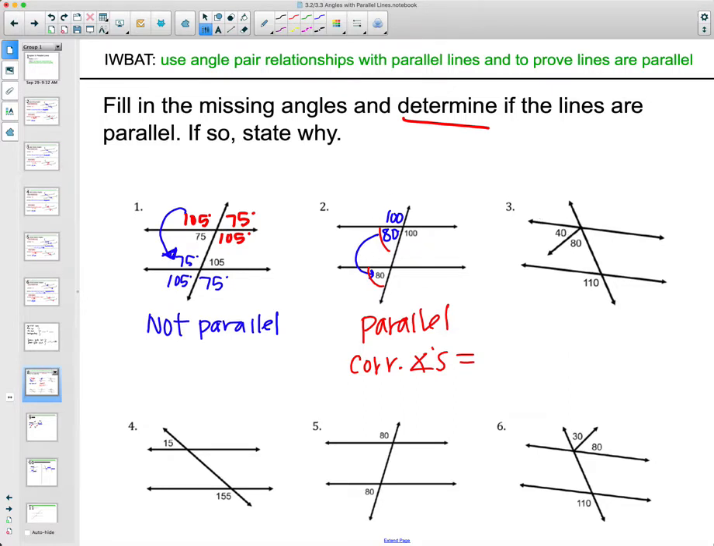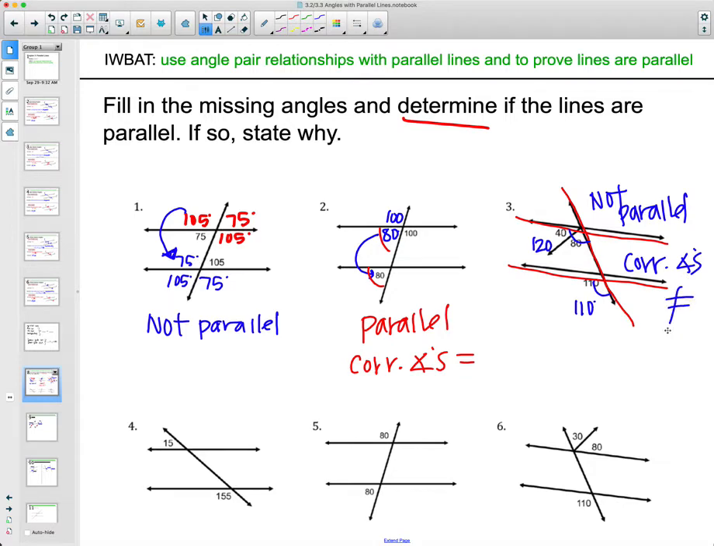Okay, let's take a look at this next one. I'm going to highlight the lines here. So we've got this line and we've got this line. Those are the two that are potentially parallel, and then this transversal. So when we take a look here, we've got this angle and this angle are corresponding. This one is 110 down here. This one, 40 plus 80 with angle addition, is 120. Which are not the same. So these two lines are not parallel because the corresponding angles do not equal each other.